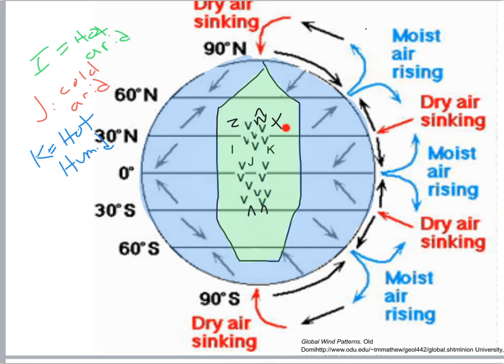X, this is where it gets a little tricky. Normally between 30 and 60 it is temperate, but because it's on the leeward side of the mountain, it's going to be one category hotter. So X would be hot just like K would be hot.